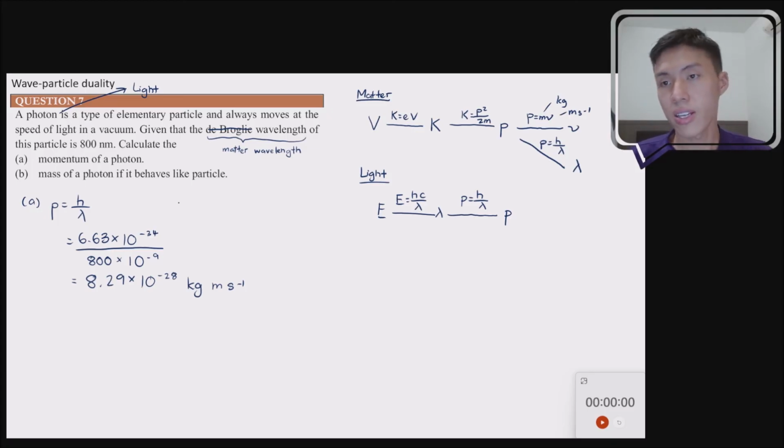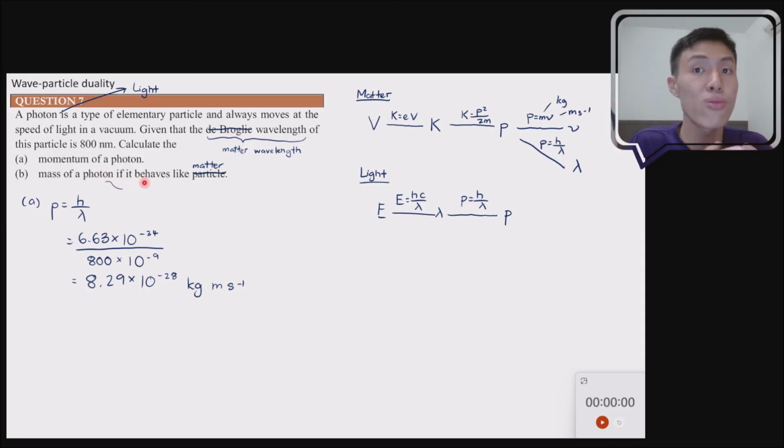Seems fine. Then next, they ask us to calculate the mass of the photon if it behaves like a particle. So now we are going to assume that this photon behaves like a matter. If it behaves like a matter, then you need to consider this equation map already. So, mass of a photon. Photon technically is massless. In real life, photon is massless because photon is light. Light has no physical mass. But now they ask you to assume the photon is a matter.